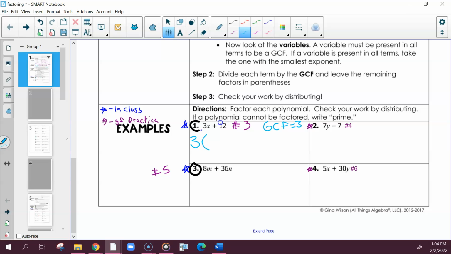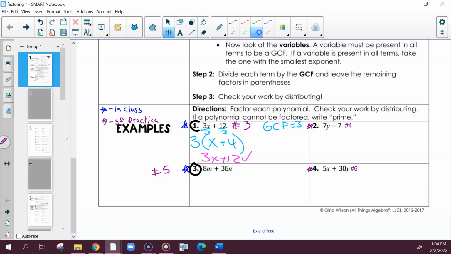Then we're going to divide both of these by 3. And when we divide by 3, whatever is left would be on the inside. So 3x divided by 3 would give us what? X. And then 12 divided by 3 would give us 4. If we wanted to, we could distribute this back out and see, do we get our original? So I'm going to do that really fast. If I multiply this back out, I have 3x plus 12, so we know that works.